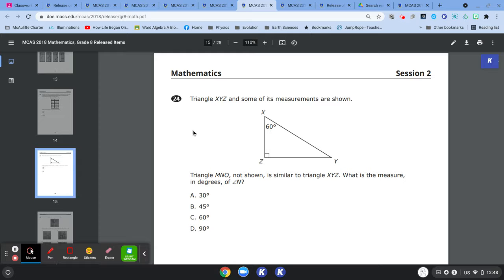But at any rate, I'm going to talk about number 24 from the 8th grade Math MCAS from 2018. It says triangle XYZ, and some of its measurements are shown. One of their measurements is this 60-degree angle. And another measurement, they haven't put a number, but that little square means that this angle here, Z, is a right angle, or 90 degrees.